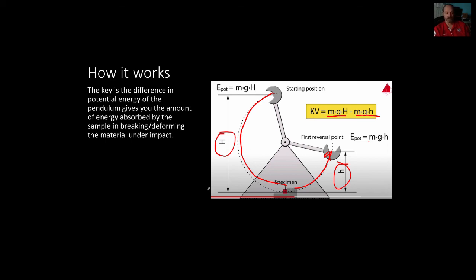If the specimen is tougher and can take a higher impact, this height will be smaller. If it's a really flimsy specimen, a very easily breakable material, then a little energy will be taken from the pendulum and it'll end up higher up. So the less strength there is, the higher up it goes. If you don't have a specimen, it'll go all the way back up to the original height, but on the other side. And you calibrate it for the friction of the pendulum.